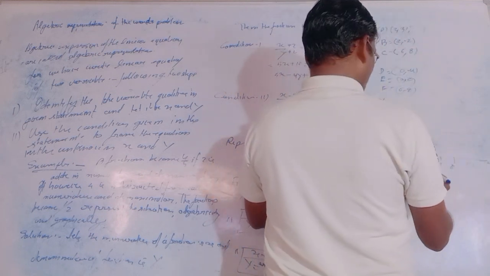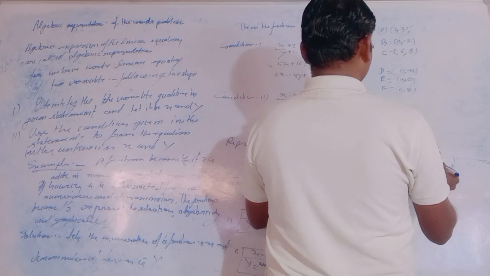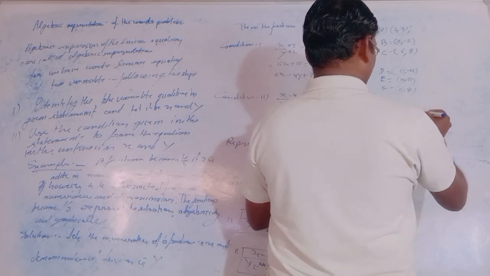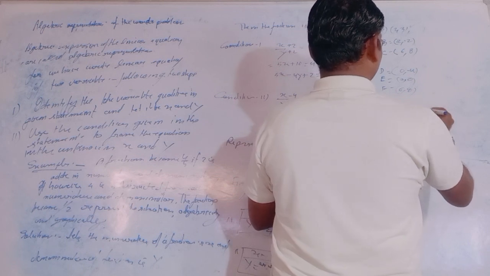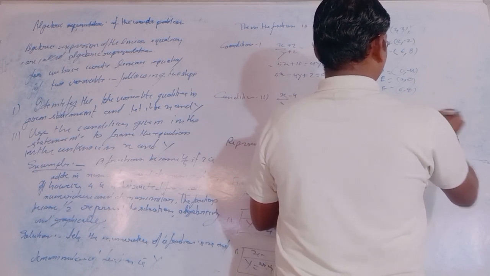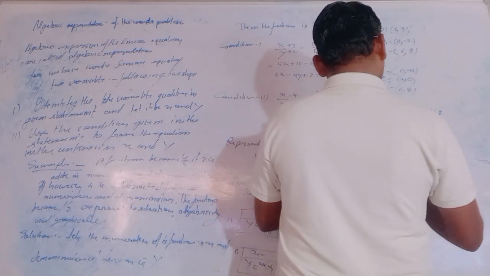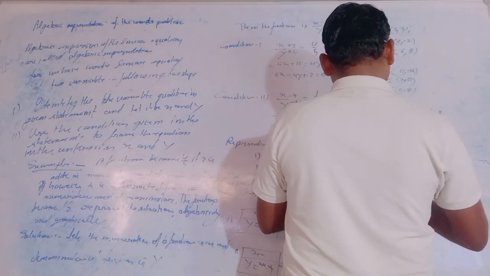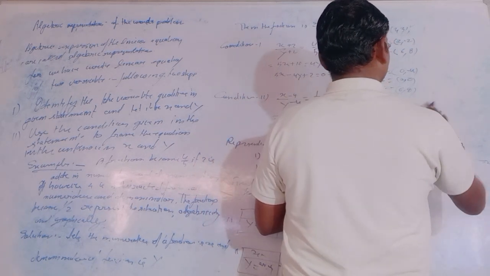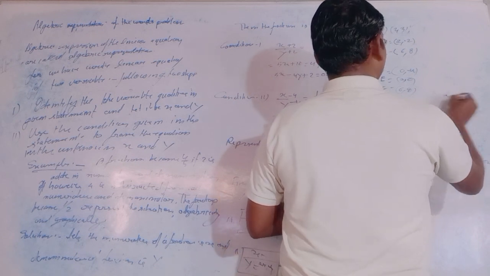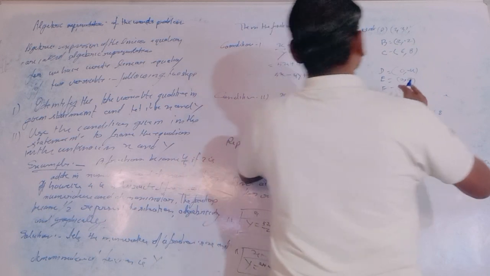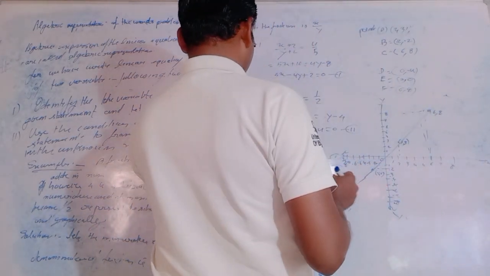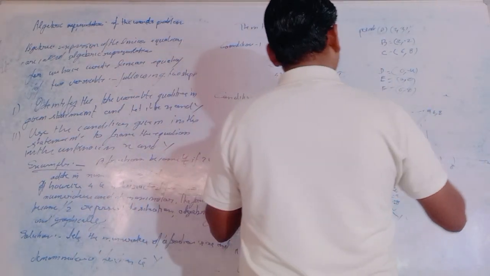Third is 6 and 8, x is 6 and y is 8. So it became 6 and 8. Got it? So we will join this first line here. Okay, and here we will draw first this equation. This is the first equation.